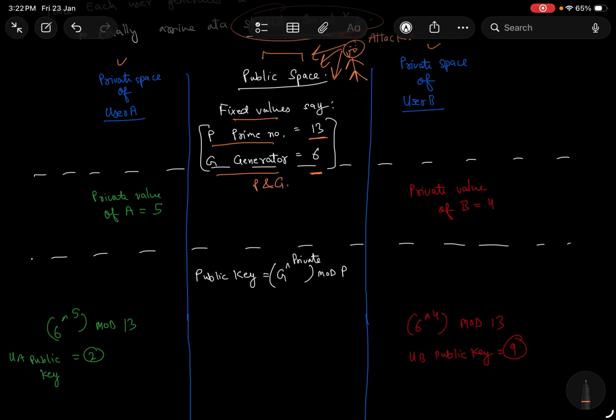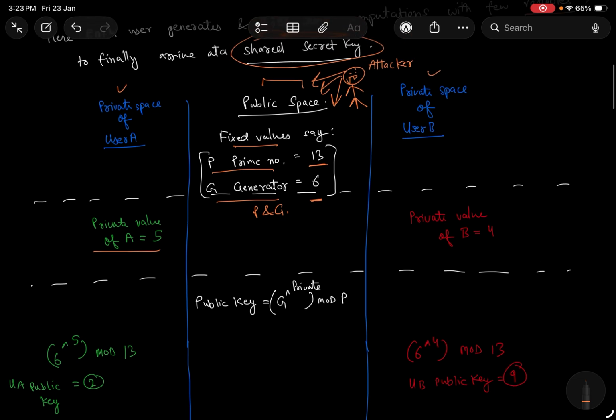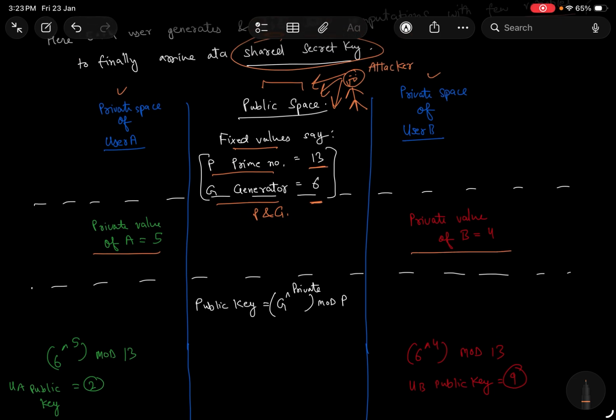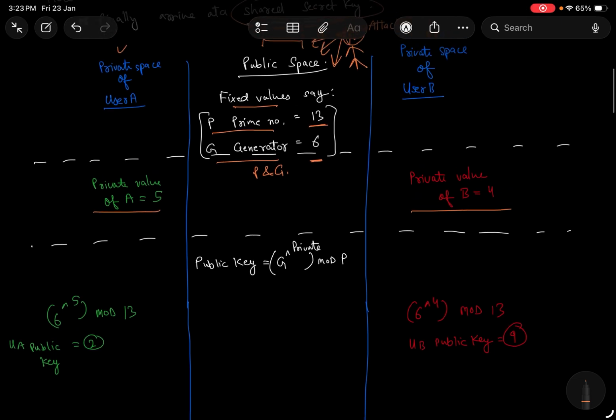These users will create a private value or key in their private space. They won't share these private values or private keys to the public space. You can consider it like user A can generate it on their device locally. So this is the private value of A. For example, let's say user A generated a private value of 5, and similarly user B generated a private value of 4.